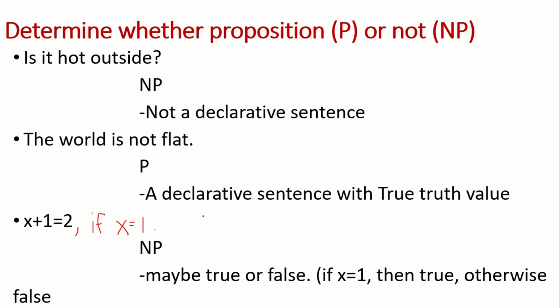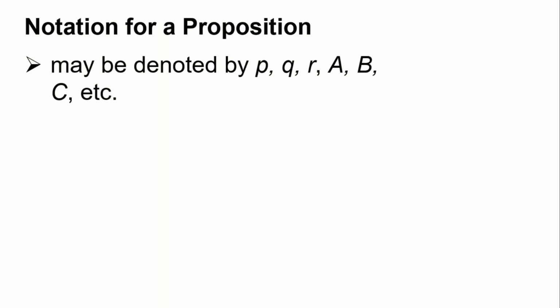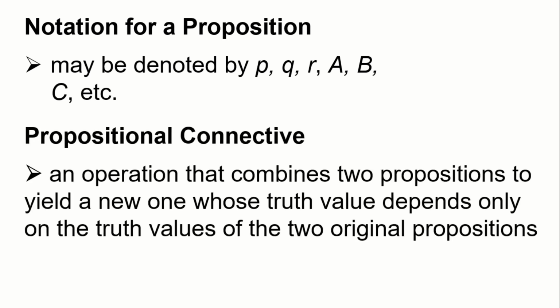So again, when we talk about proposition, it must be a declarative sentence with only one truth value, either true or false. Now we have this notation for a proposition. Some books use small letters, P, Q, R, etc. And also some books use capital letters A, B, C, and others.